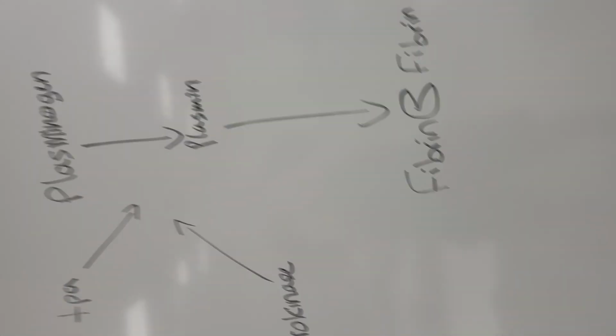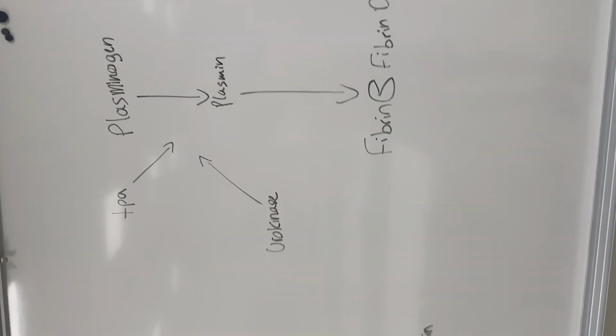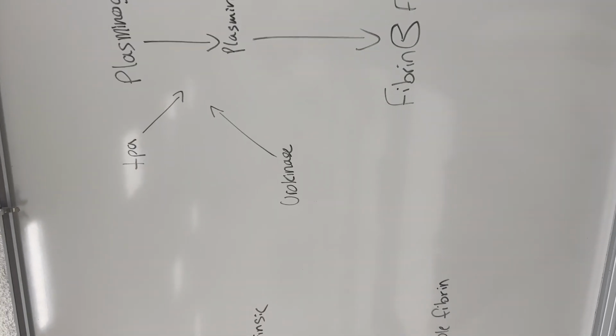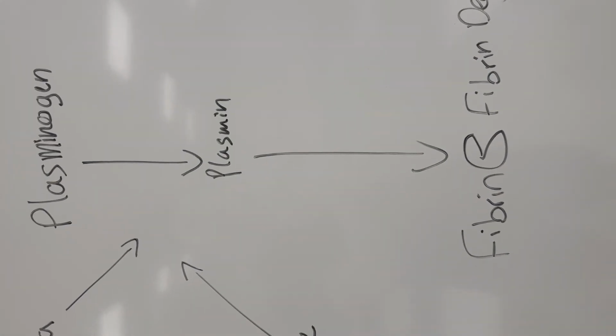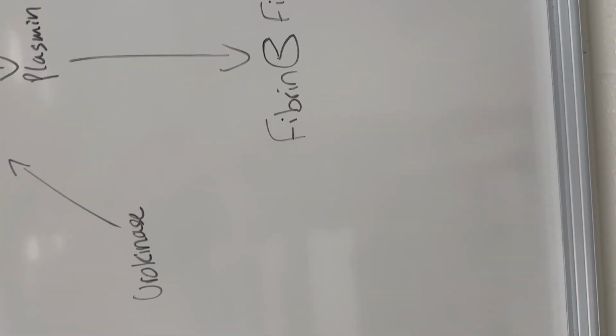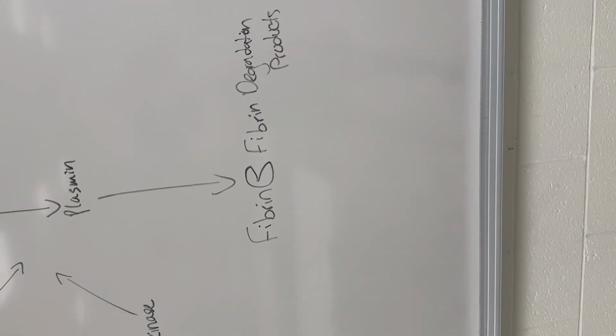And then the way that our clots are dissolved, because we have to dissolve these clots, right? So TPA and urokinase are going to act on plasminogen, which is going to turn into plasmin, which is going to cut fibrin into fibrin degradation products.